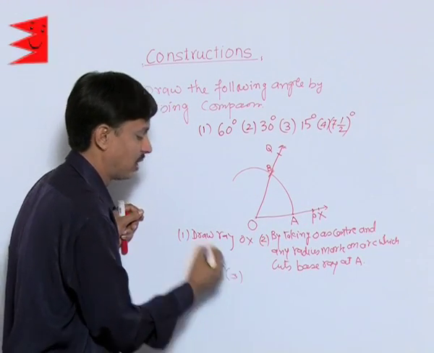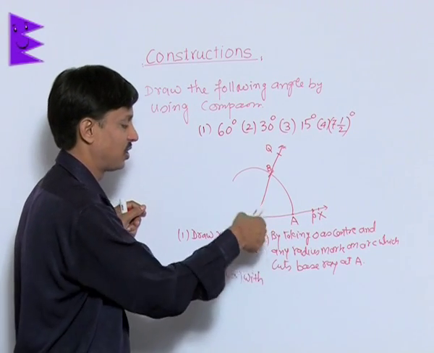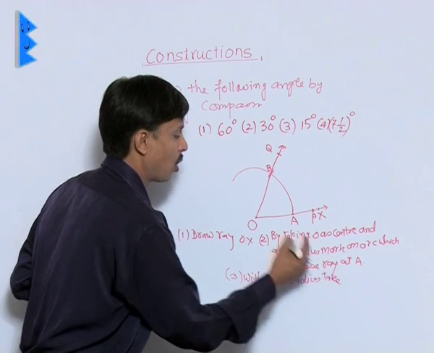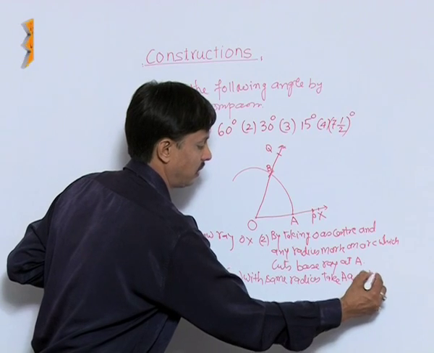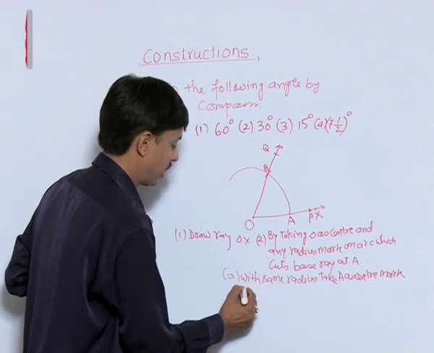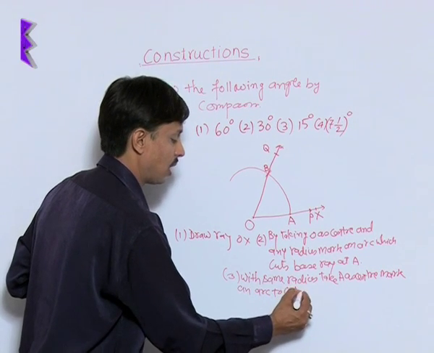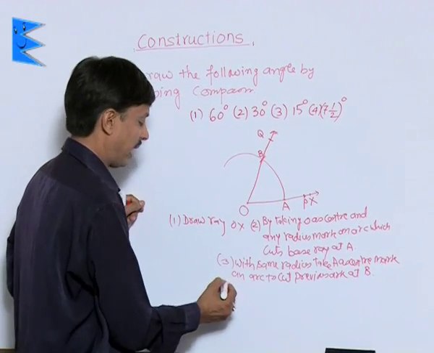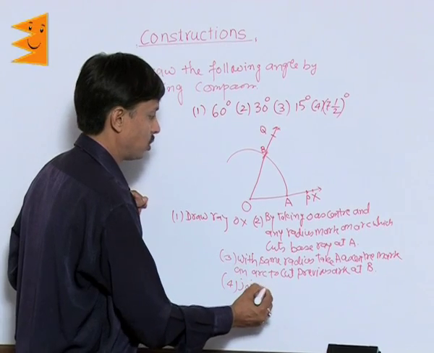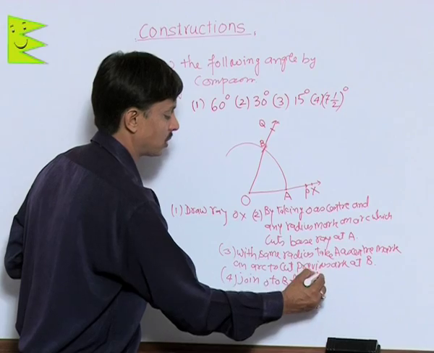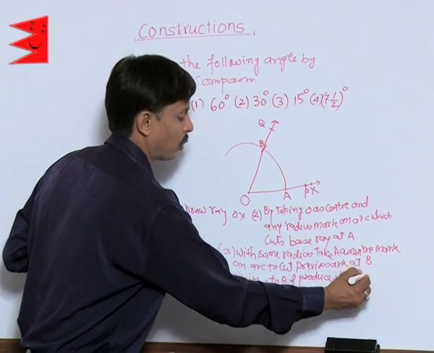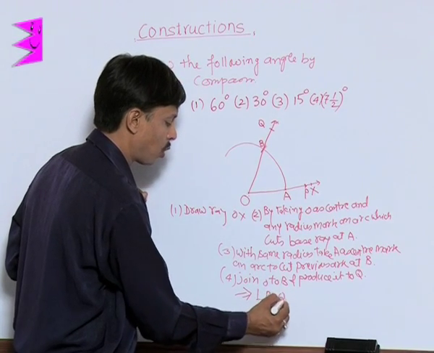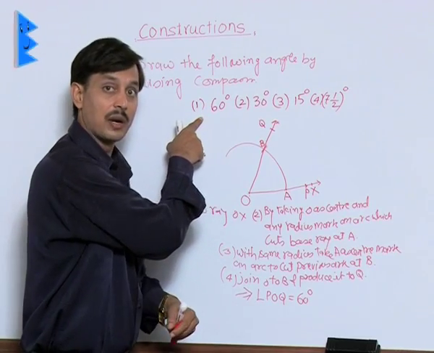Now the third and important step is, with the same radius taken in step 2, take A as center and mark an arc to cut the previous arc at, suppose, B. And the final step: join O to B and produce it to any point Q. So this implies that angle POQ is equal to 60 degrees. This is the first part.